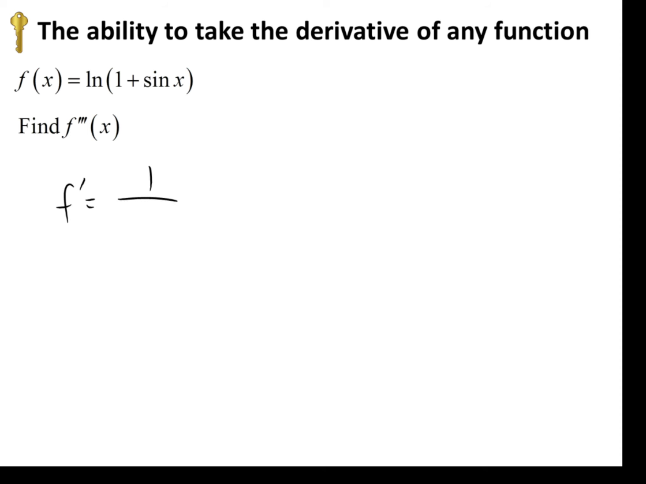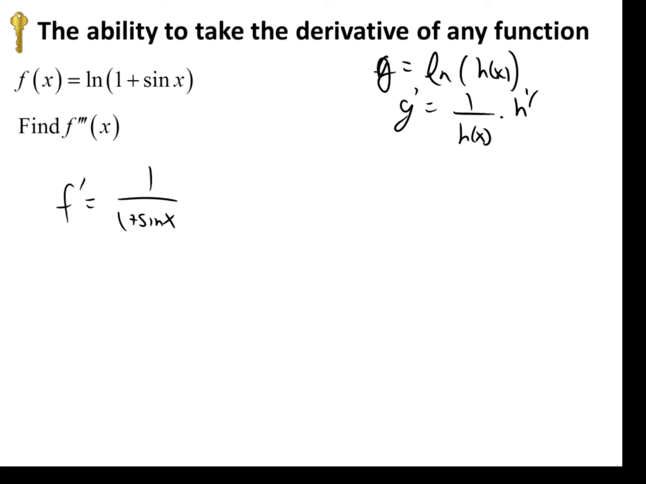One over 1 plus sine x. Whenever you have a function that is the natural log of some other function, its derivative is 1 over that inside function, but then times the derivative of that inside function. You can put it into one fraction for sure. That's what we're going to end up doing anyway after simplifying it. So it is 1 over 1 plus sine x, times the derivative of sine x, which is cosine x. So your first derivative is cosine x over 1 plus sine x.